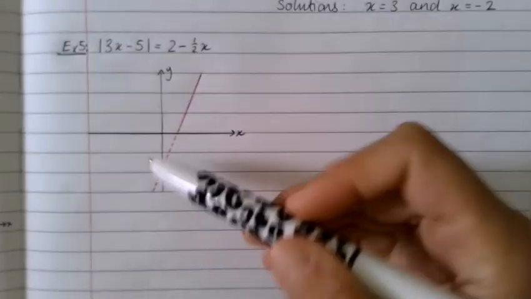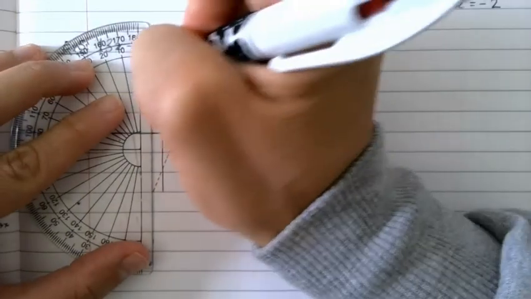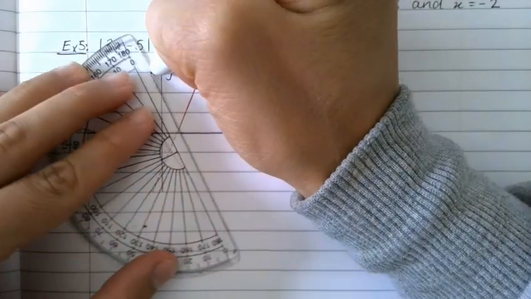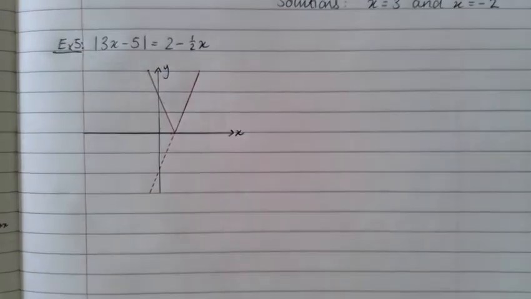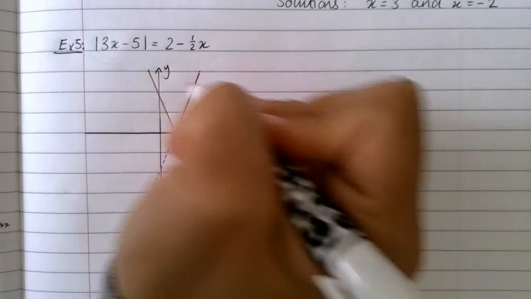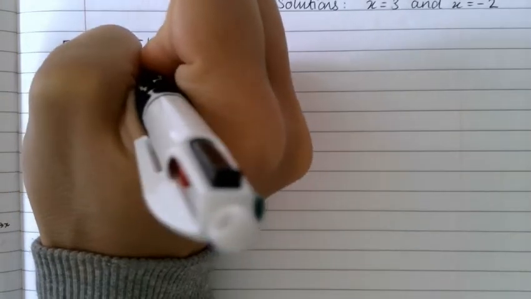Then I will reflect the dashed line in the x-axis to get my modulus function, or the plot of my modulus function. So this is the graph of y equals the modulus of 3x minus 5.